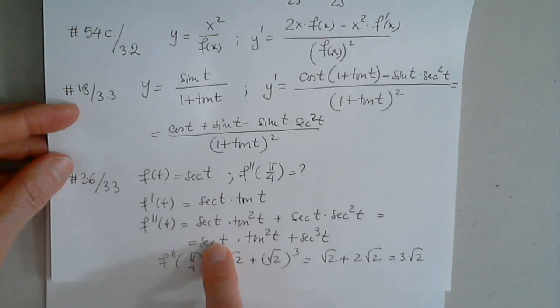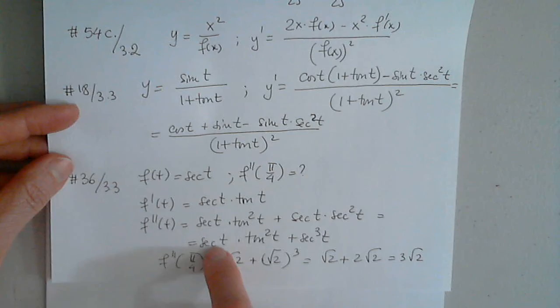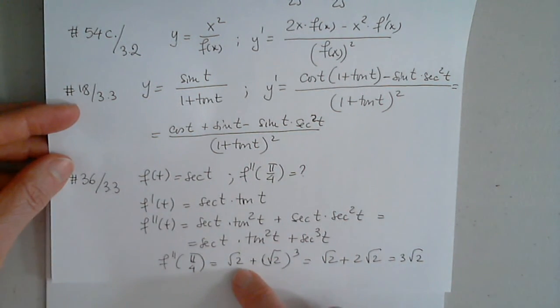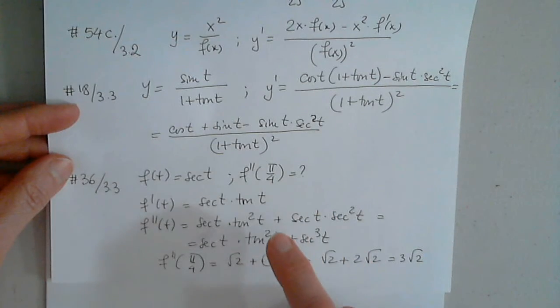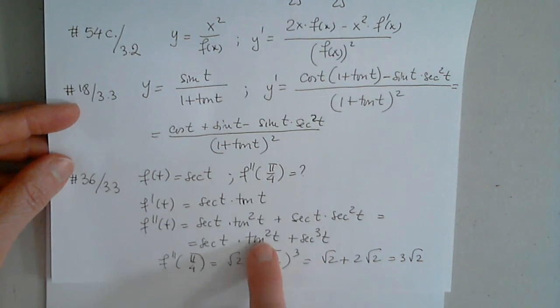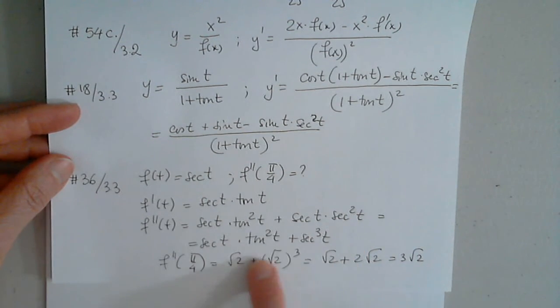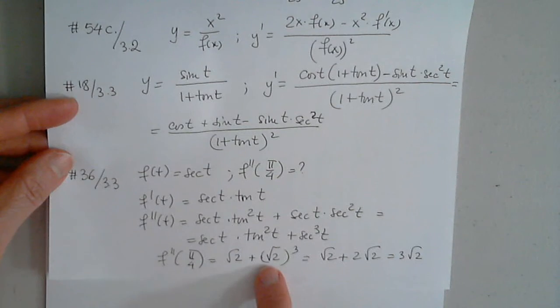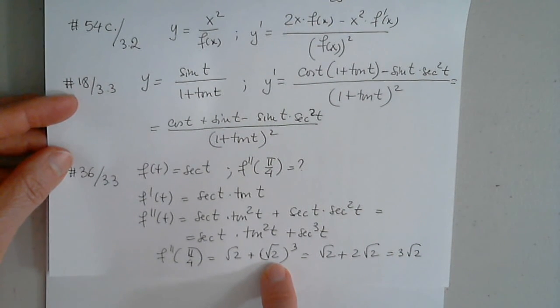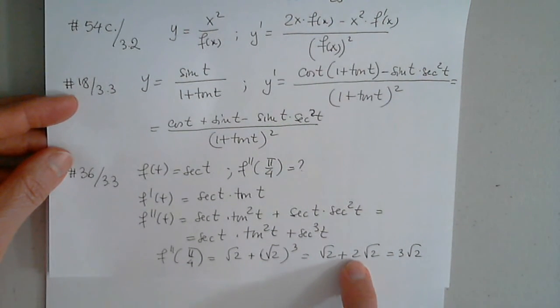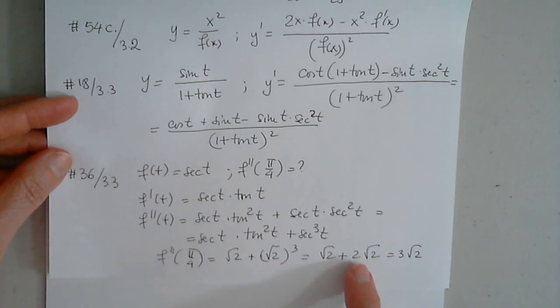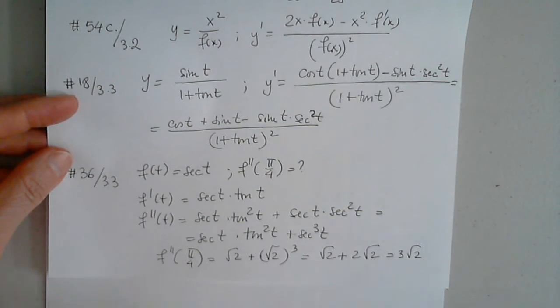This is 1 over cosine, and cosine was 1 over the square root of 2. When I flip, it is the square root of 2. And this is 1. Tangent squared, or tangent of pi over 4 is 1. Squared is still 1. And this is the same number but raised to the third power. When I raise the square root of 2 to the third power, I get 2 times the square root of 2. An apple plus an apple is 3 apples. 3 times the square root of 2.